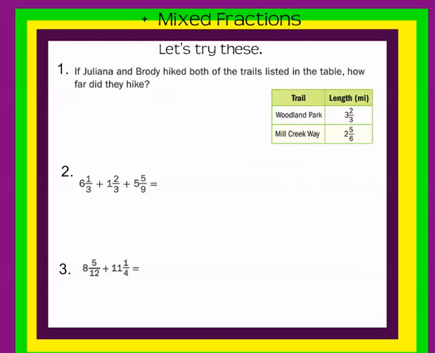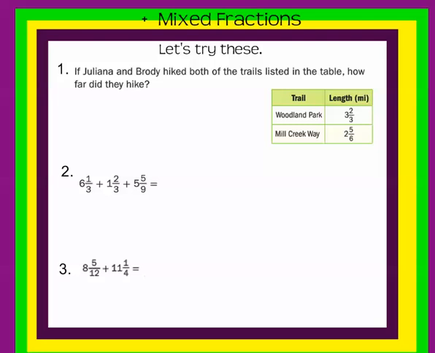All right, on our last page, we have a quick context puzzle to solve. We have an addition puzzle that has multiple add-ins. We have 3 add-ins to take care of, and then just one more to practice with the unlike denominators. So in problem 1, we are asked, if Juliana and Brody hiked both of the trails listed in the table, how far did they hike?